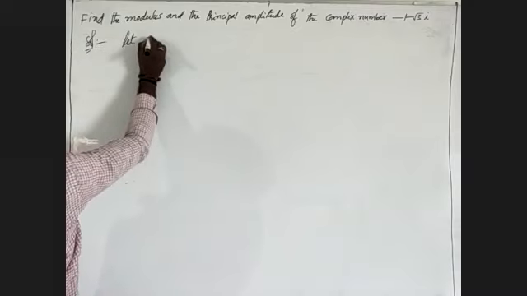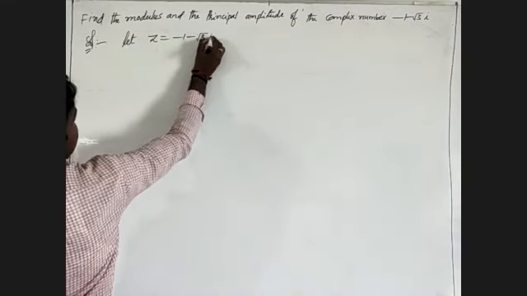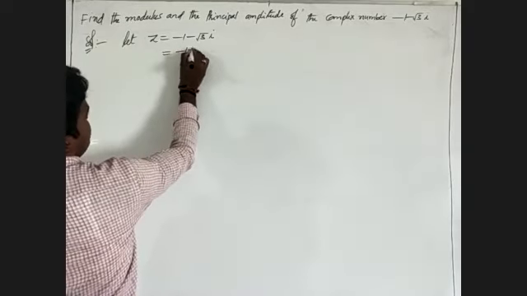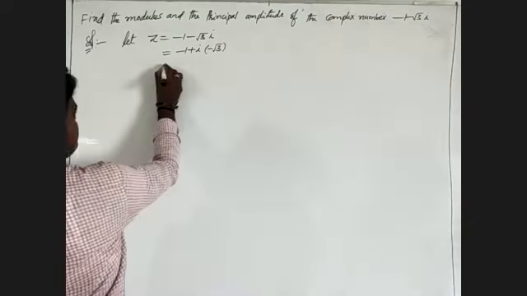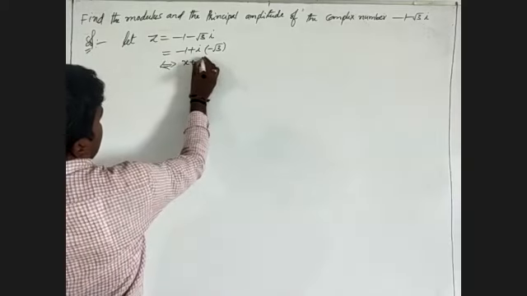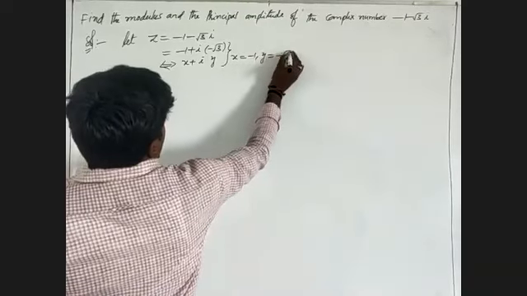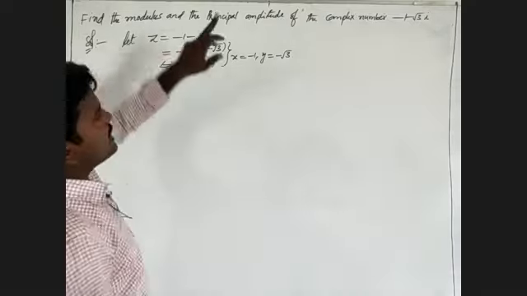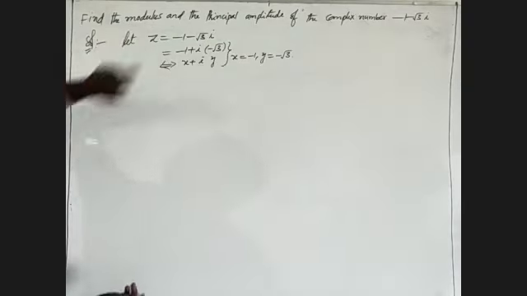Given the complex number, let us take z is equal to minus 1 minus root 3i. We write this as minus 1 plus i into minus root 3, and compare with x plus iy, where x is minus 1 and y is minus root 3. First I will find the modulus and the principal amplitude of the complex number, starting with the modulus.